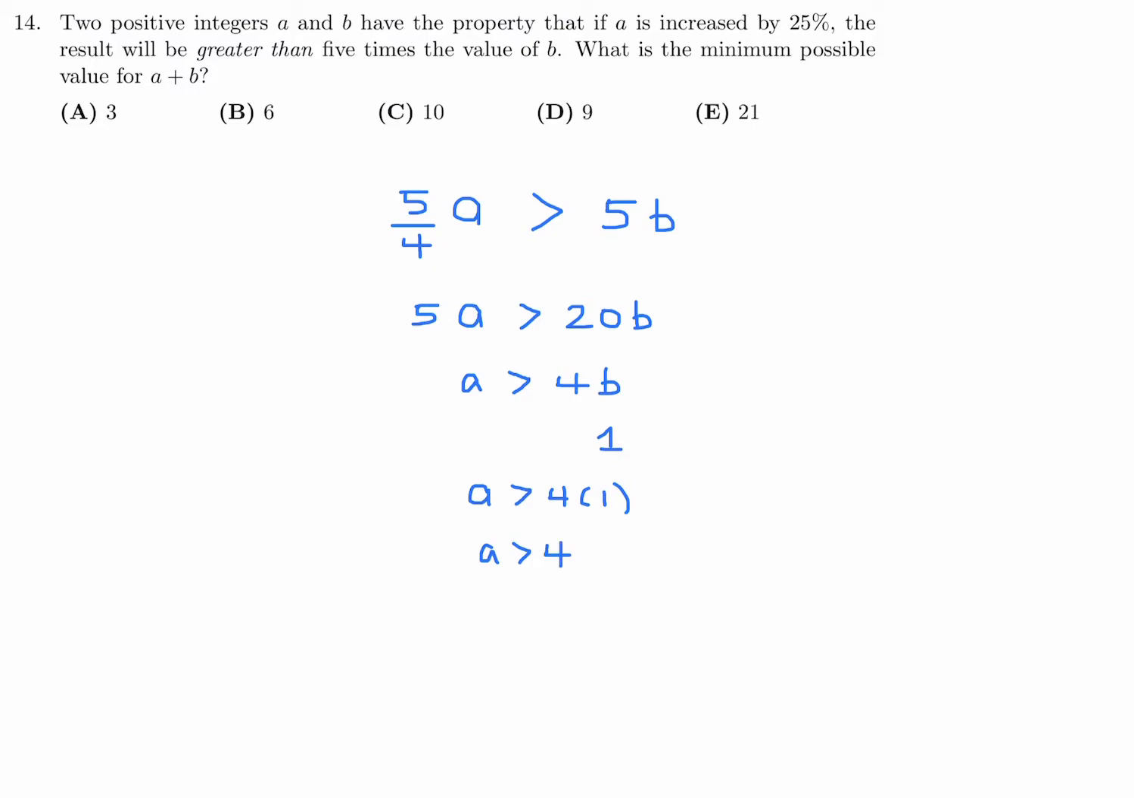So what's the smallest possible minimum value I can choose for a now? That is a equal to 5. So there we go. I chose 1 for b, and that led me to get 5 for a. So therefore, the minimum possible value of a plus b will be 5 plus 1, which is 6. So number 14, the answer is B.